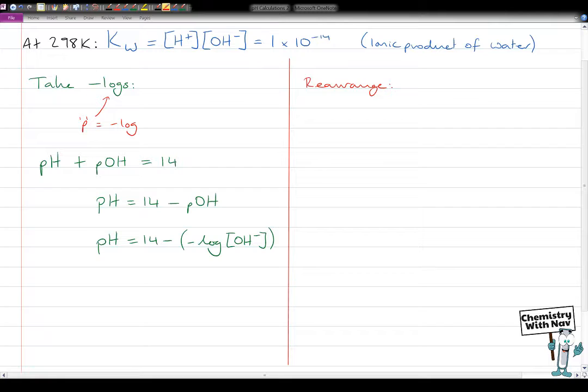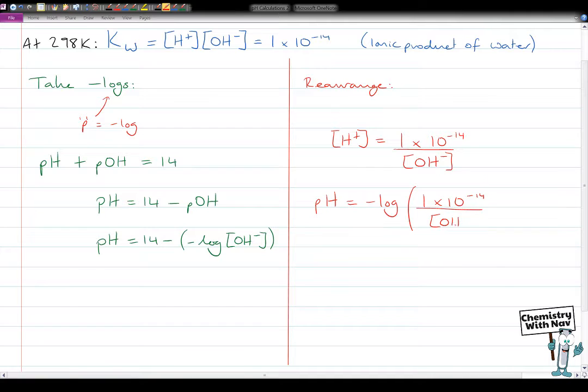If I choose to rearrange the expression, then I end up with this, which is that H plus is equal to 1 times 10 to the minus 14 divided by the concentration of OH minus ions. And we can say that then pH is equal to the negative log of that whole expression, so 1 times 10 to the minus 14 over the OH minus concentration.